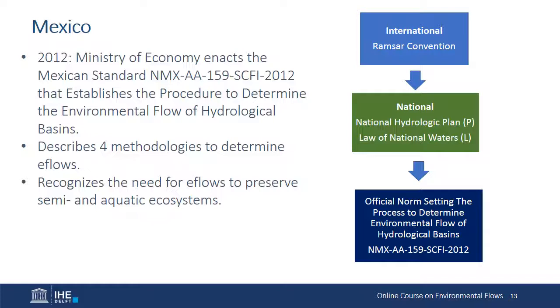In the diagram we see that national law in Mexico is influenced by international policy and conventions like the Ramsar Convention. This influences objectives in the National Hydrological Plan that also need to be consistent with what is specified in the Law of National Waters. And the norm on Eflows is part of this regulatory framework.